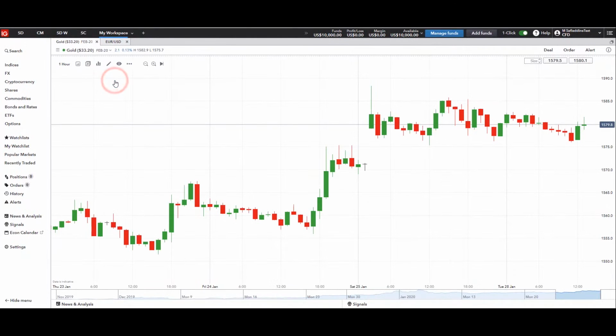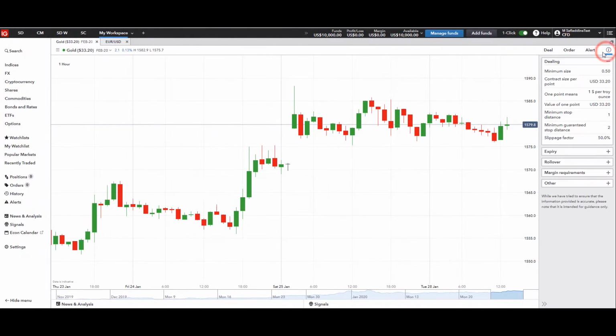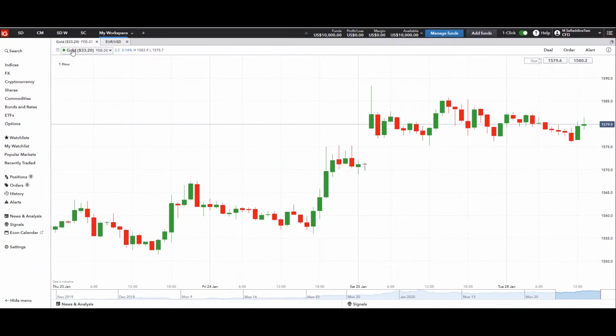And again, you click on this one, you go to information, and it's going to tell you more about it. You can find the expiry date, because futures contracts expire unlike spot products. So for now, let's close that. Let's go back to EUR USD.